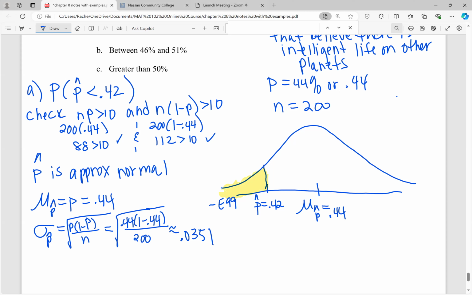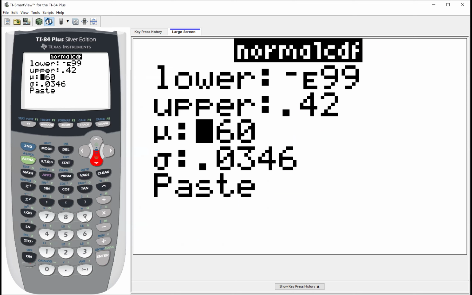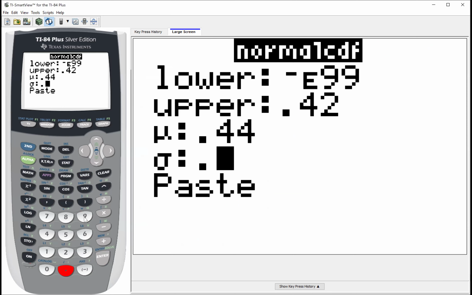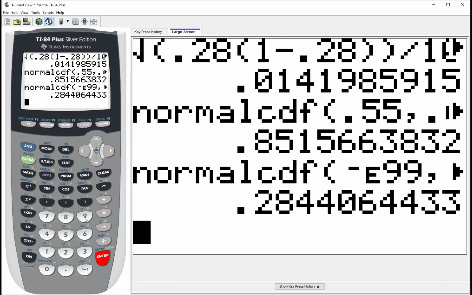So let me pull up my calculator. I'm pulling up normal CDF. The lower bound is negative E99. The upper bound is 0.42. The mean is 0.44. And the standard error is 0.0351. And my area is going to be about 0.2844.